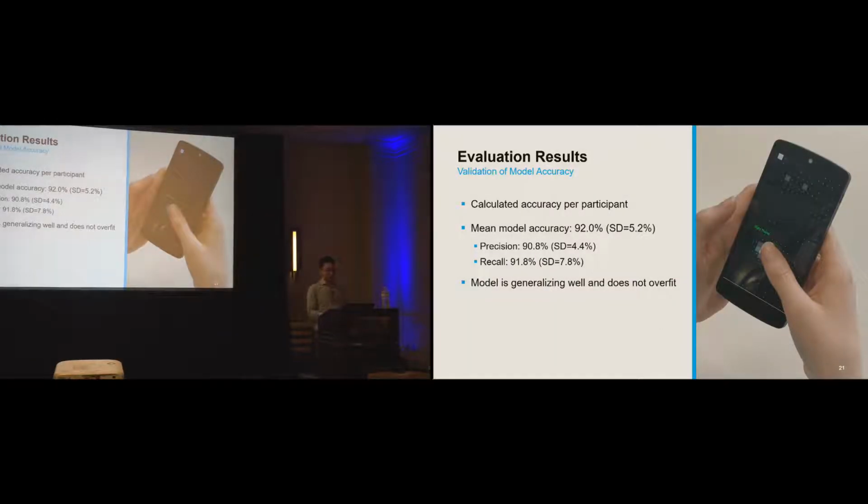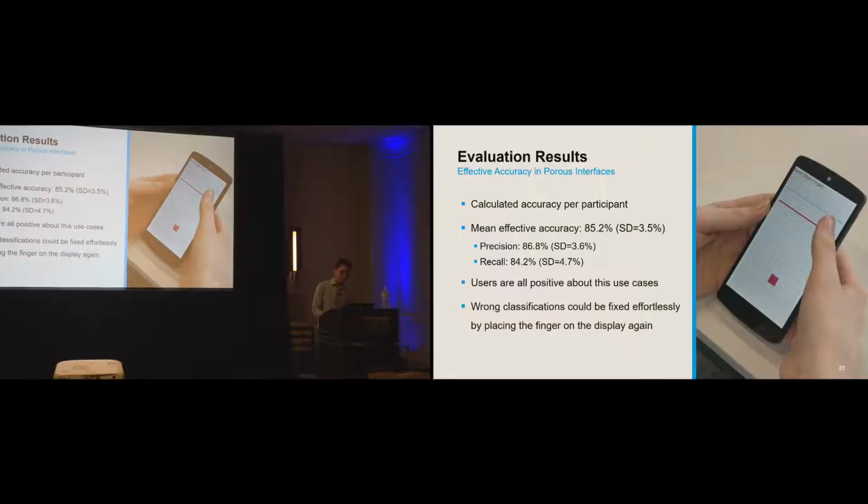So the first part of the study shows that the model is generalizing well and does not overfit to the 20 participants of the first study. The accuracy with the validation set here is 92% compared to the 93% with the test set. And the second part shows the effective accuracy including model and human error in the porous user interface. The mean effective accuracy here is 85.2%, while all users gave positive feedback on the use case and also perceived the learning process as easy.